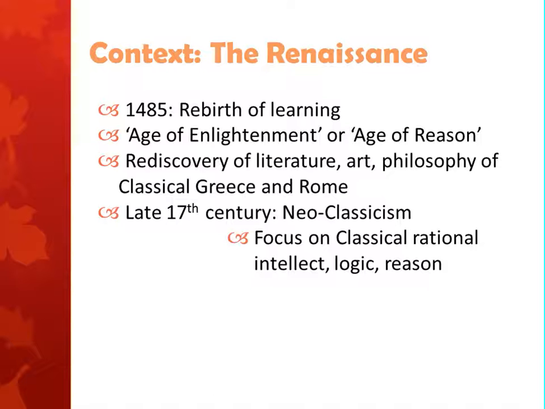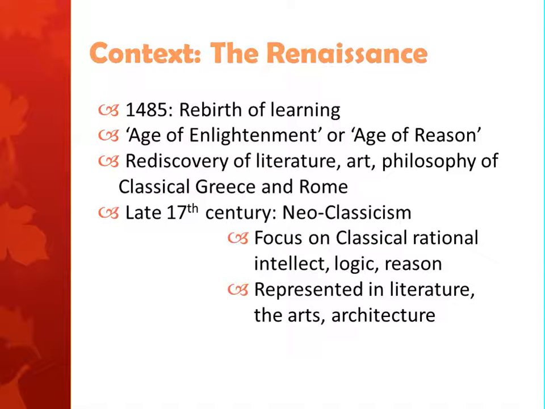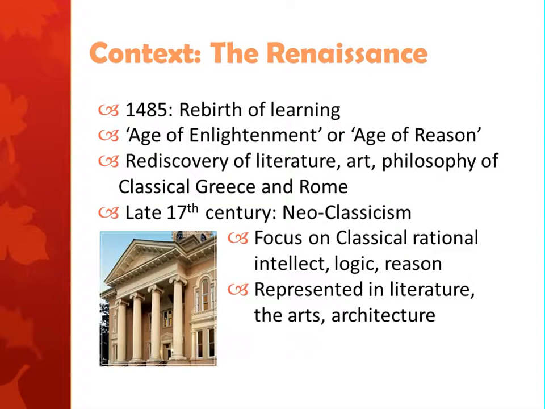Such ideals certainly filtered right through into all aspects of society, and these were particularly reflected in politics, the arts, literature, and of course even architecture, as seen here with the Ionic and Doric architectural styles, which were borrowed from classical buildings, becoming popular features of stately homes and palaces at the time.